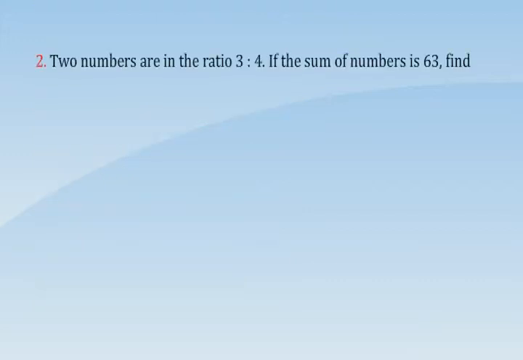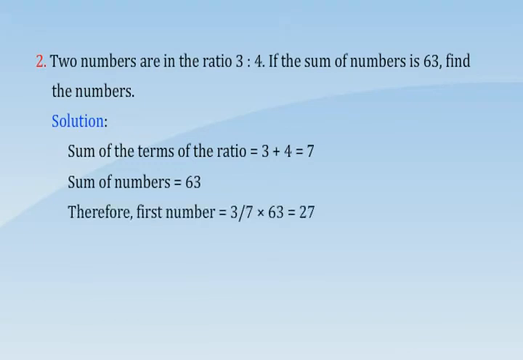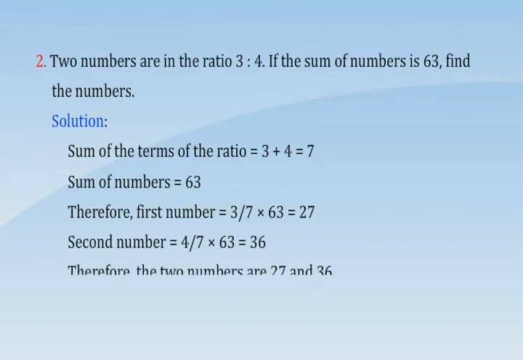Two numbers are in the ratio 3:4. If the sum of the numbers is 63, find the numbers. Solution. Sum of the terms of the ratio is equal to 3 plus 4, which is equal to 7. Sum of numbers is equal to 63. Therefore, the first number is 3 by 7 times 63, which is equal to 27. Second number is 4 by 7 times 63, which is equal to 36. Therefore, the two numbers are 27 and 36.